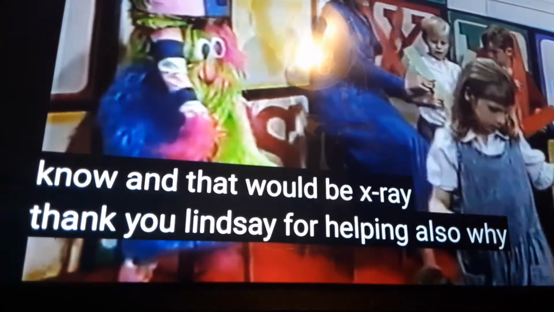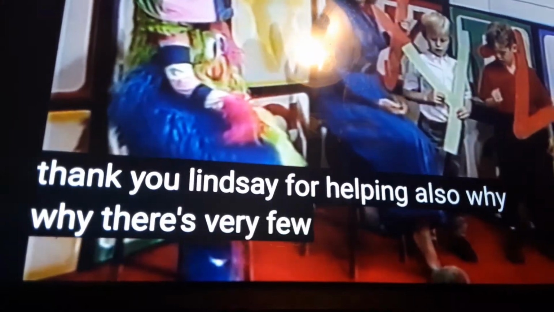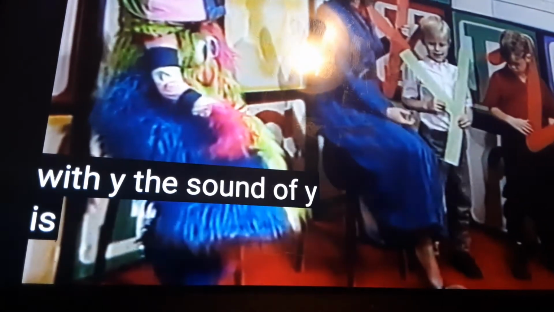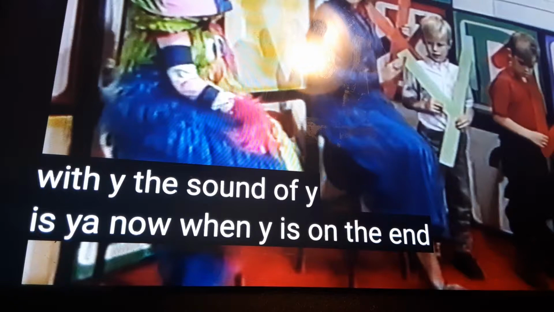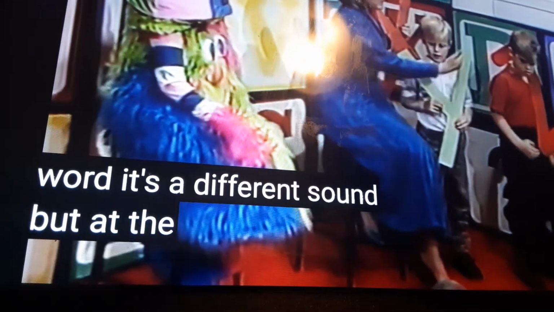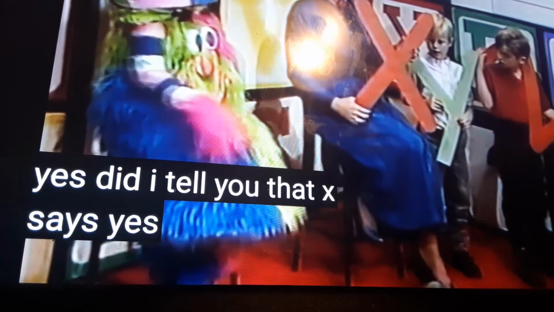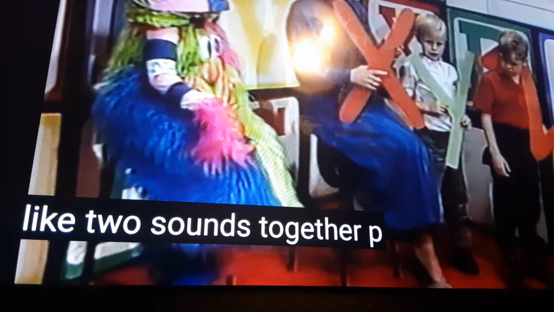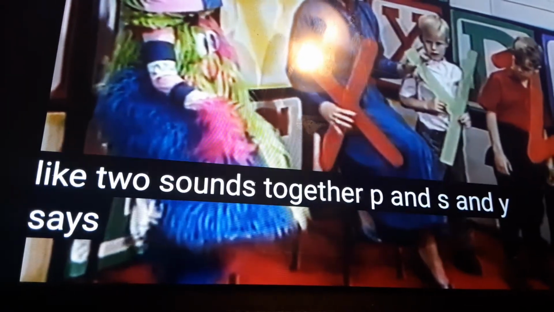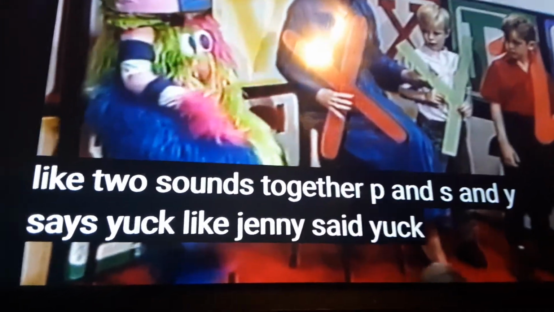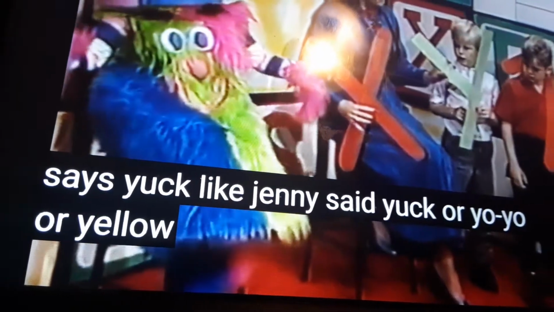Also, Y. There's very few words that start with Y. The sound of Y is Y. Now, when Y is on the end of the word, it's a different sound. But at the beginning of a word, it says Y. Did I tell you that X says, like two sounds together, C and S. And Y says yuck, like Jenny said, yuck. Or yo-yo, or yellow. Thank you, Chris.